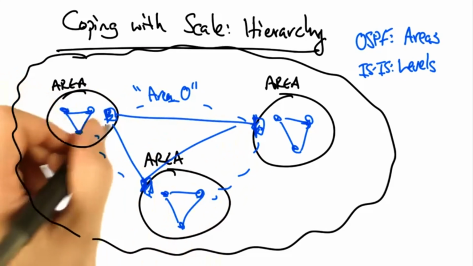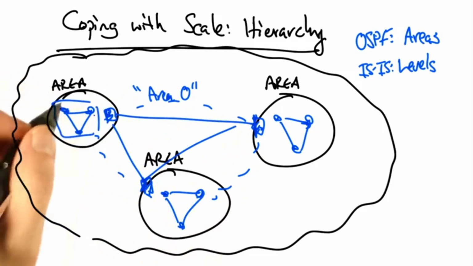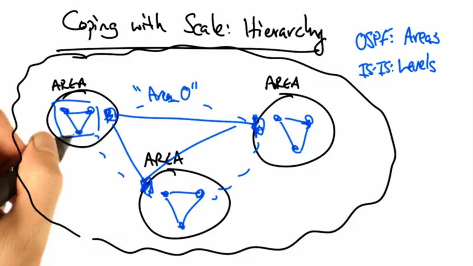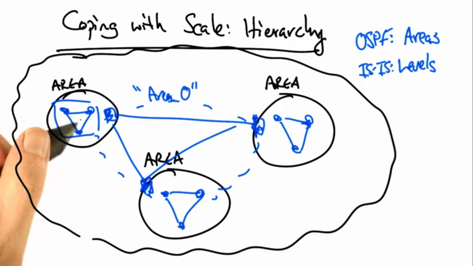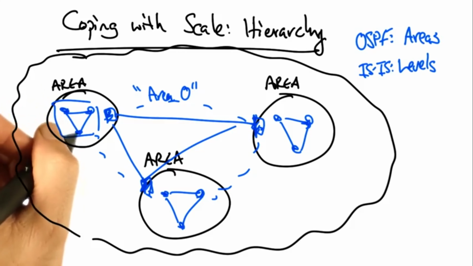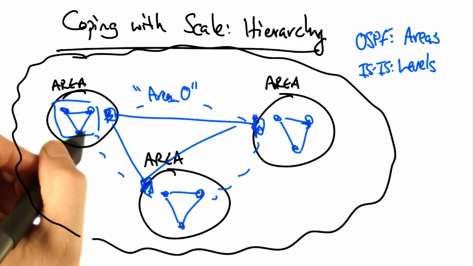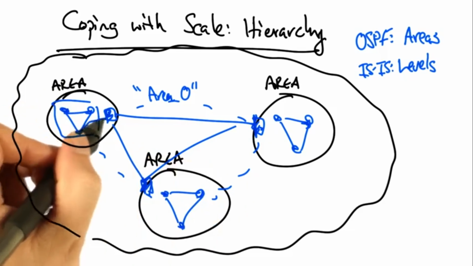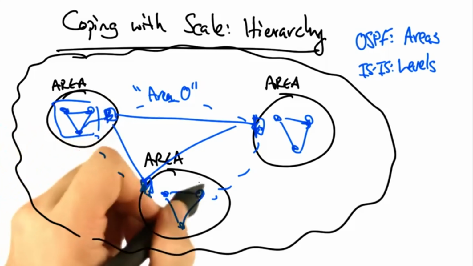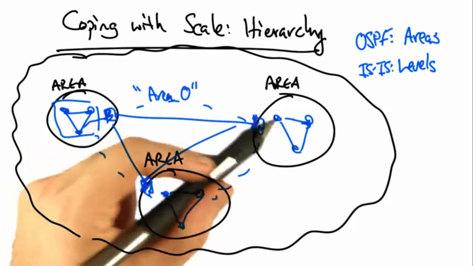The Area 0 routers perform shortest path computation, and the routers in each of the other areas independently perform shortest path computation. Now, paths are computed by computing the shortest path within an area, or if the path must leave an area, it's computed by stitching together the shortest path to the Area 0 backbone router, and then the shortest path across Area 0, followed by another intra-area shortest path.